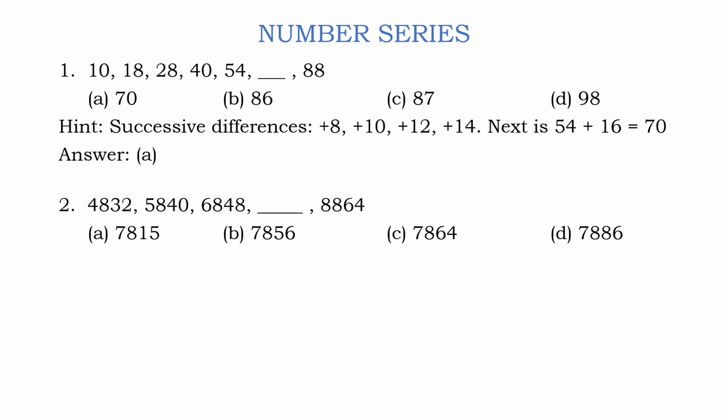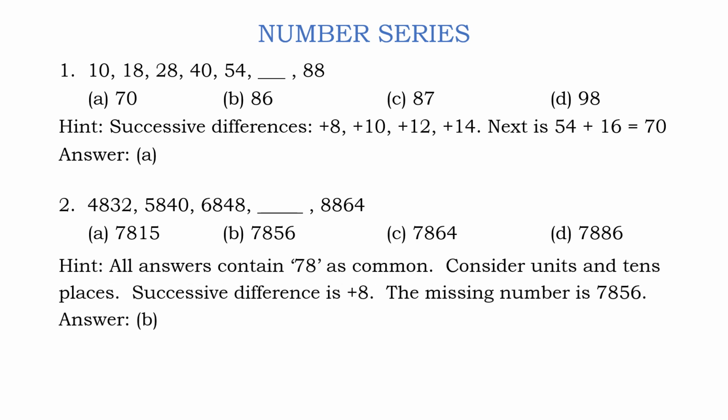Next we have to focus on the tens and units place. So units and tens place put together, it is 32, 40, 48. Next should be 56 because the successive difference is 8. So 48 plus 8 is 56, then 64. So the answer is B.